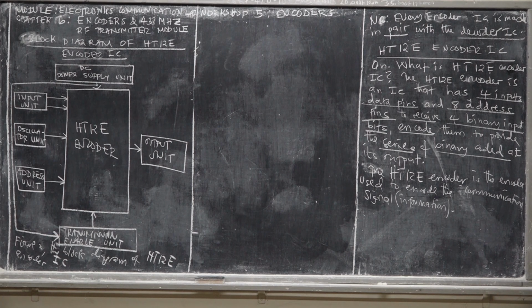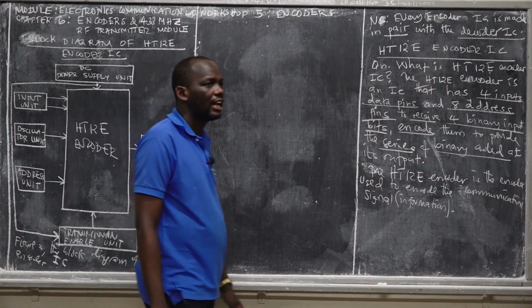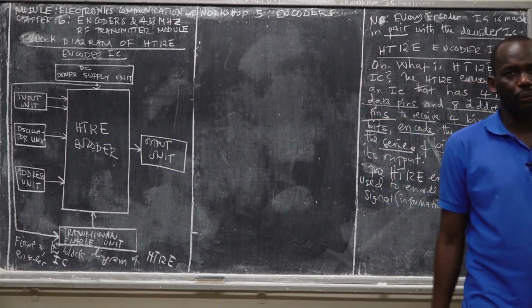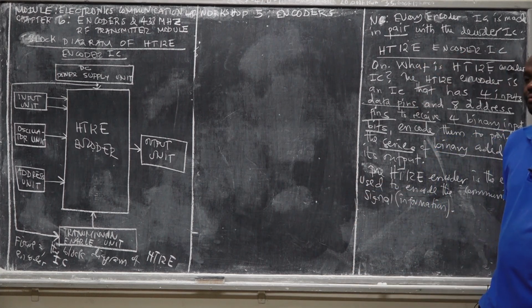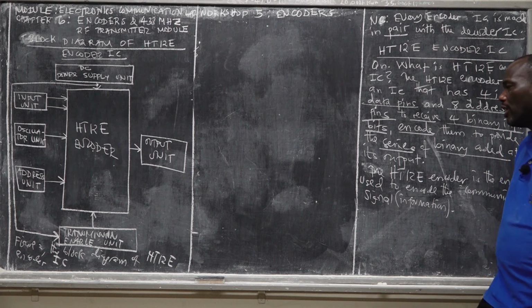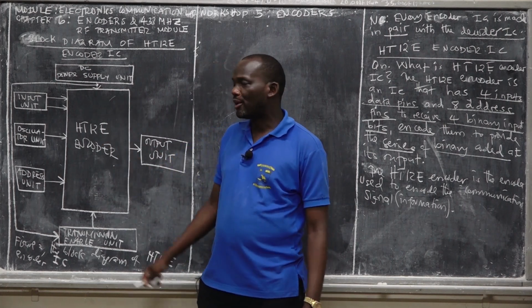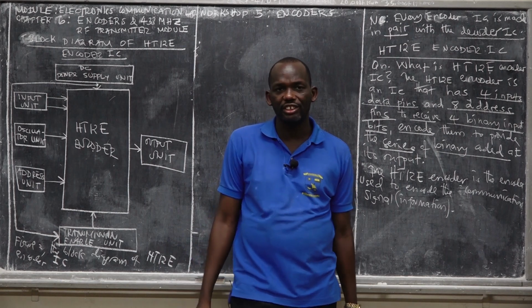Okay, so this is the block diagram of the HT12E encoder integrated circuit. Stop writing. With that block diagram, how many blocks do you have? 7 blocks. The first block is called the DC power supply unit, and its primary function is to power the integrated circuit.